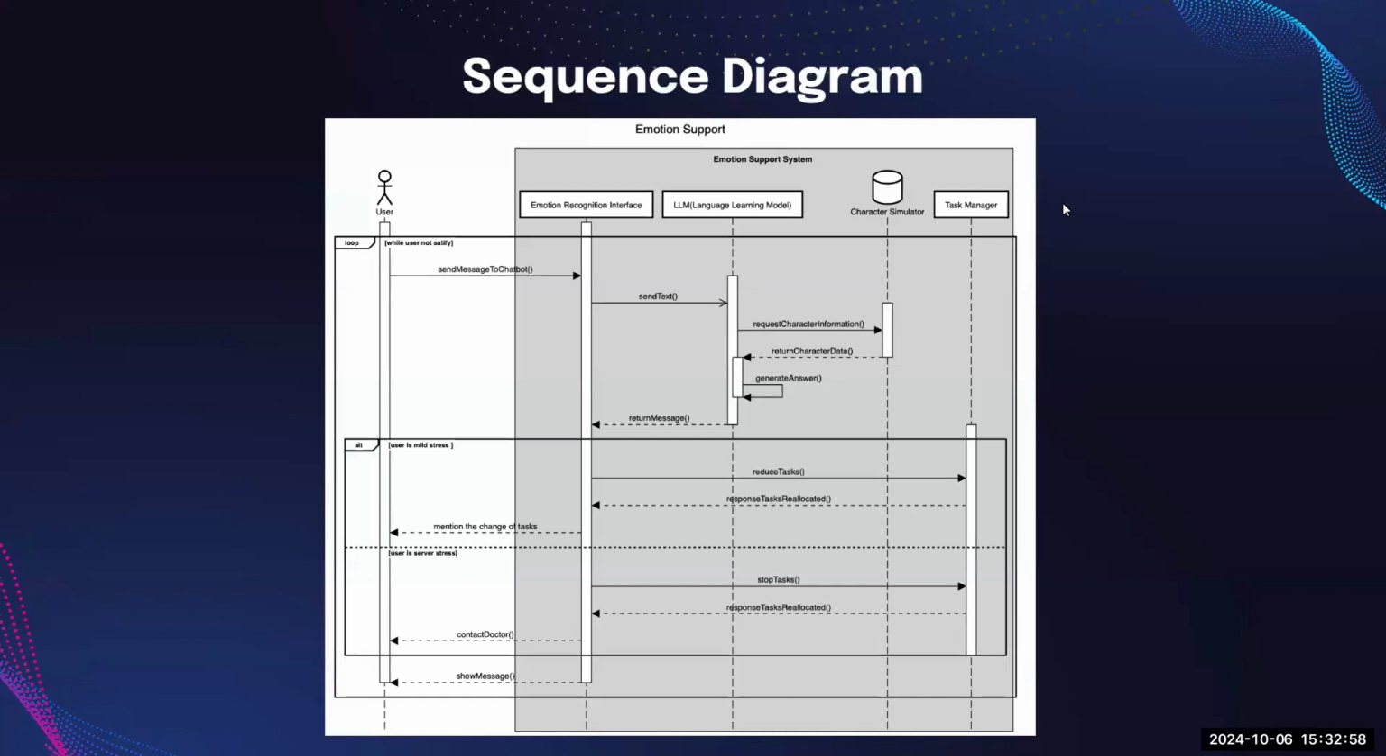The sequential diagram shows the time-based interaction between the user and emotion support. When a user begins chatting, their input is processed by the large language model, which works with the database and task manager models. In case of severe and mild stress, the system adjusts the task allocation accordingly. Let's go to the next part.